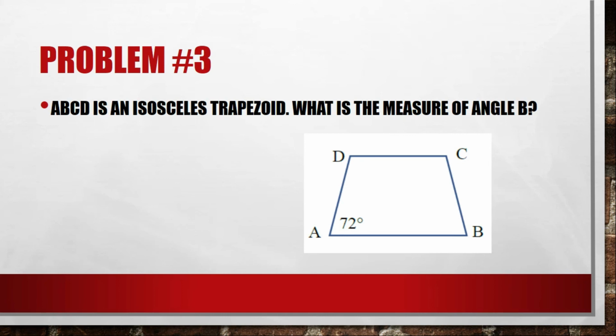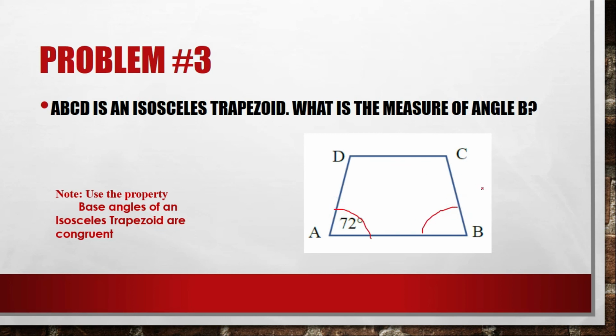Problem number 3. ABCD is an isosceles trapezoid. What is the measure of angle B? Take note. Base angles of an isosceles trapezoid are congruent. So if this is 72 and this is the another base angle, therefore it is also 72 degrees. Angle B is 72 degrees. Gets? Napakasimple lang kasi. Just follow the rules and the properties and you can solve that problem without even solving, but just using your logical reasoning.